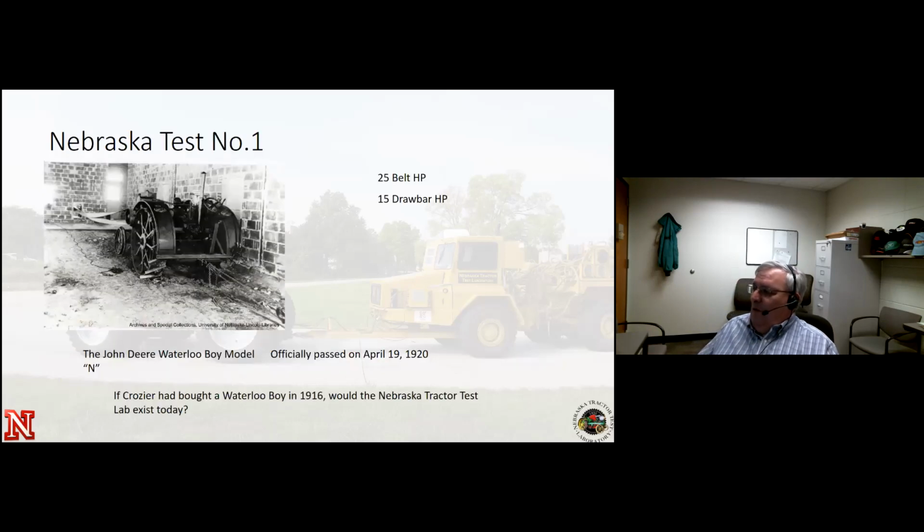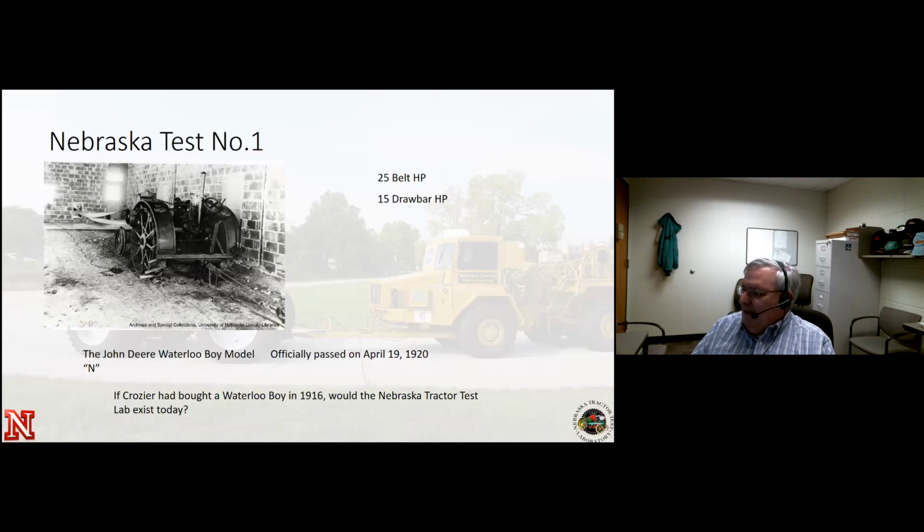So test number one was the John Deere Waterloo Boy Model N. And John Deere had bought the Waterloo Boy Gas Engine Company, I think, in 1917. And they had not yet developed a new tractor. So they were still selling this under the Waterloo Boy name, but it was owned by Deere at the time. It produced 25 belt horsepower and 15 drawbar horsepower.